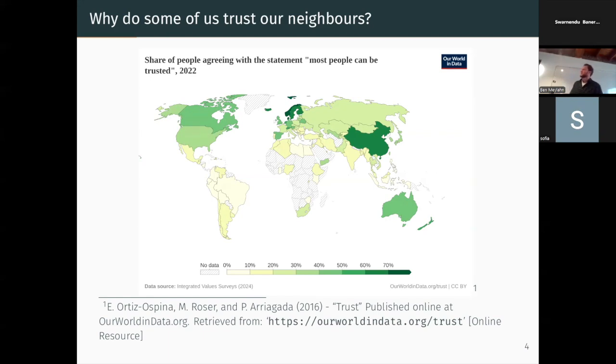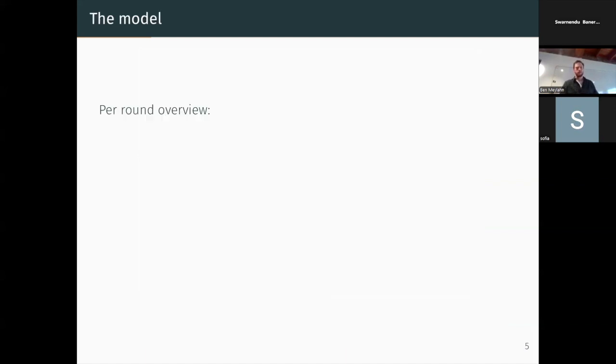And we see much less trust in South America, as well as South Africa, where I'm from. And so we want to see what kind of elements may play a role in determining what kind of situation results, right? So what might be the determinants of high or low trust in our neighbors? But of course, we will use a very basic model.